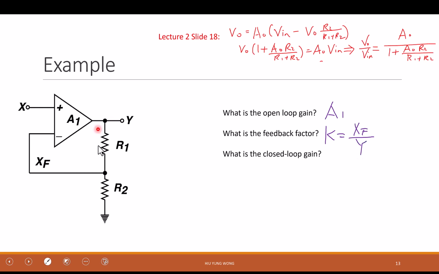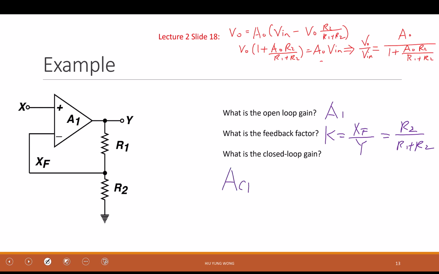Because this is the output, I'm getting this much to do the feedback. So what is XF divided by Y? He says R2 over R1 plus R2. Do you agree? What are we using? Voltage divider, right? Cool.